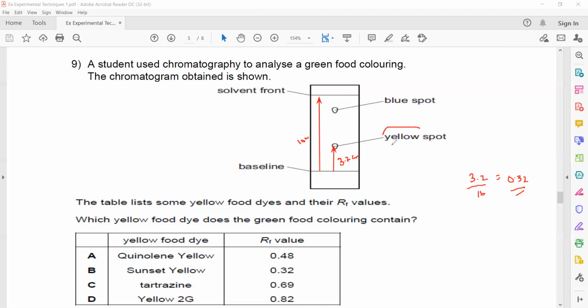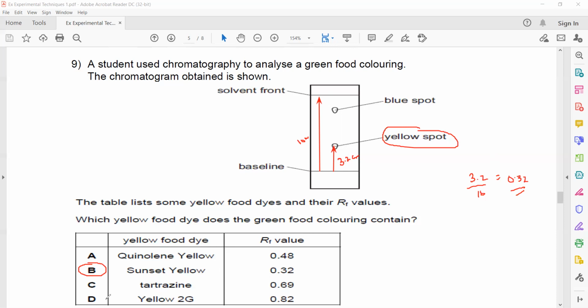They're asking for the yellow spot. So to calculate for the yellow spot, distance moved by the spot divided by distance moved by the solvent. And when you work out the values, it will come out as B. So in question 9, B is the right answer. Is it clear? So using a ruler or a scale, you have to measure these distances.